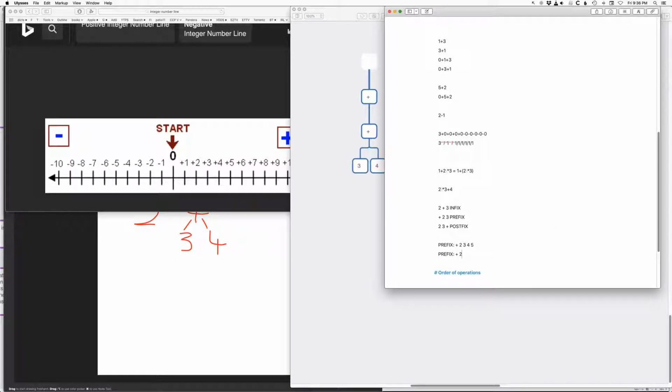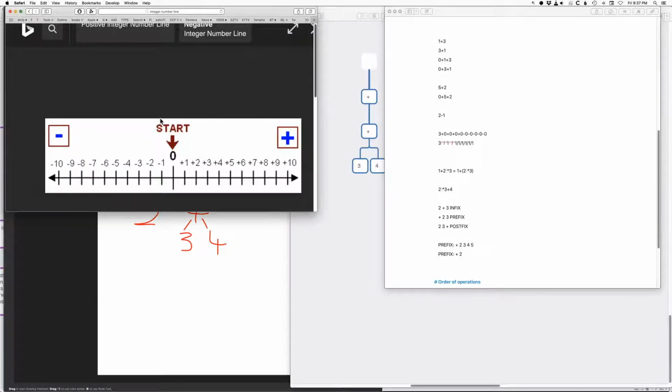No, plus 2. I'm trying to think about it. At the moment, I don't know. I just have kind of guesses, which I'm trying to figure out. Okay, well, the number line is a big help here. So, I'll just do a simpler one.